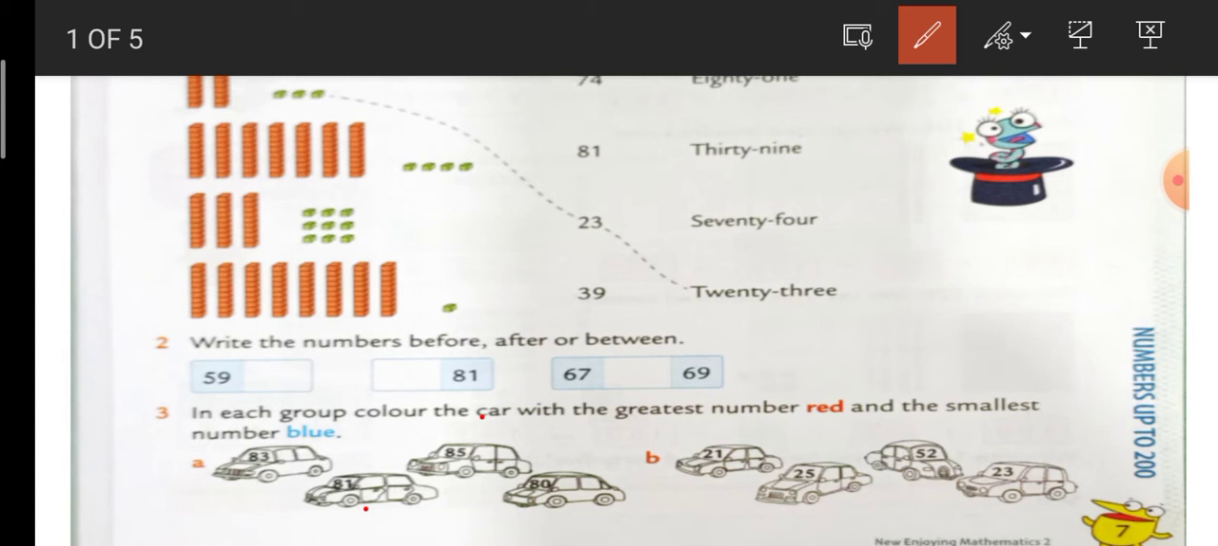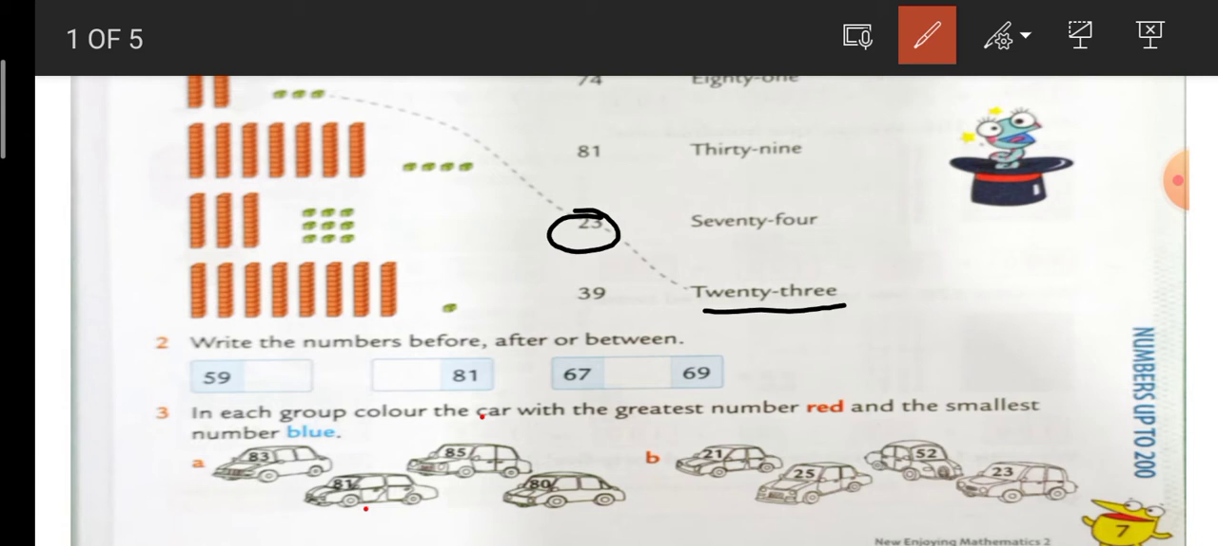Now we need to match. The first one has been done for us. You can see two rectangles, that means two tens and three loose ones. So 20 plus 3 is 23, and we have matched it to the number 23 and then to the number name 23. Okay, now we do the next one.